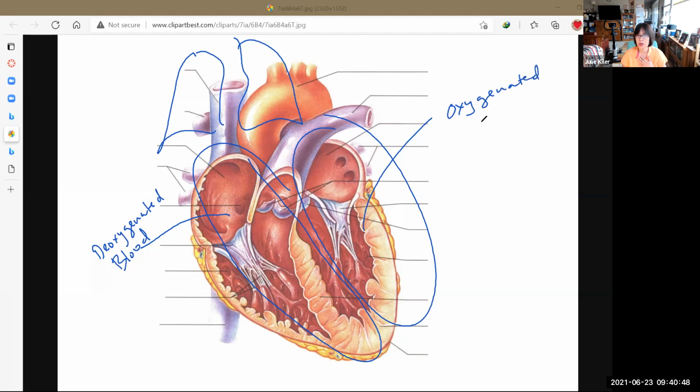Many times, the figure or graphic that you see in the textbook shows oxygenated blood with a red color and deoxygenated blood with a blue, purplish color. Now we just talk about the right side and left side of the heart, right? We know that we cannot mix oxygen-poor blood and oxygen-rich blood.